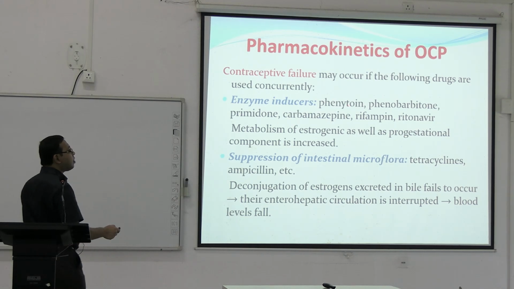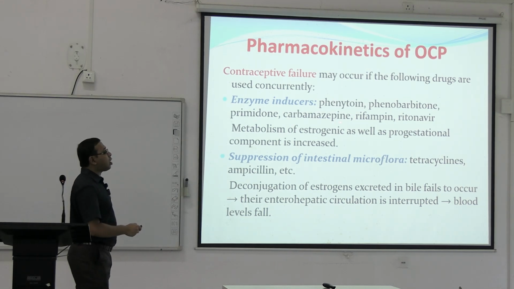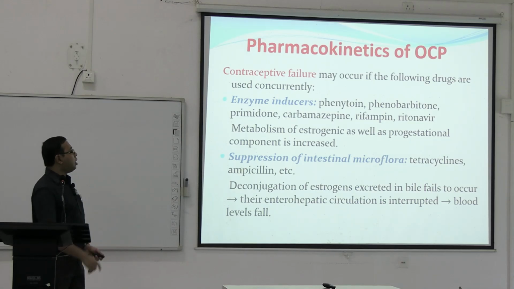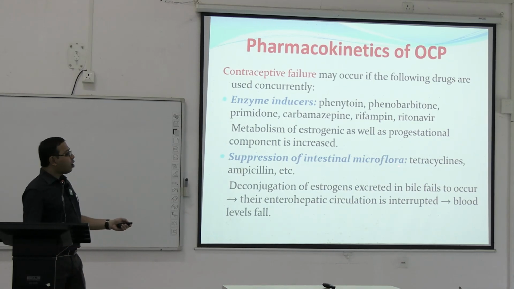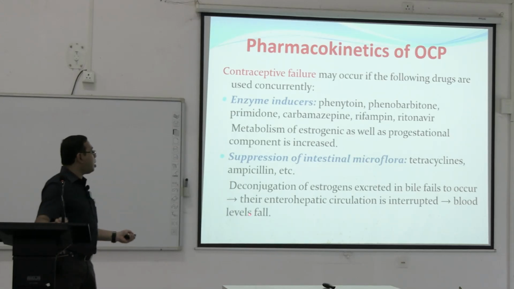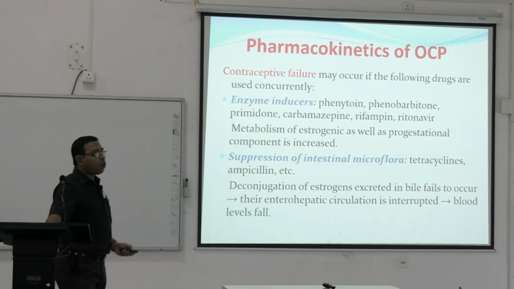Enzyme inducers like phenytoin, phenobarbital, primidone, carbamazepine, rifampicin, ritonavir. Suppression of the intestinal microflora, like tetracycline, ampicillin. We will discuss this in the antibiotic chapter. So in these cases there may be some contraceptive failure.